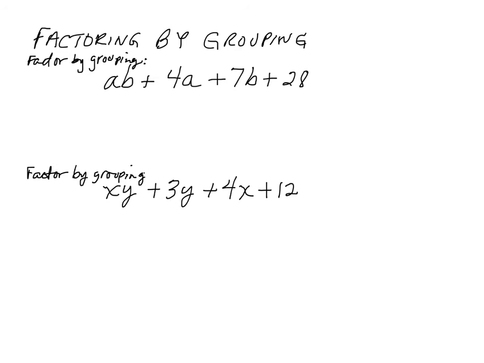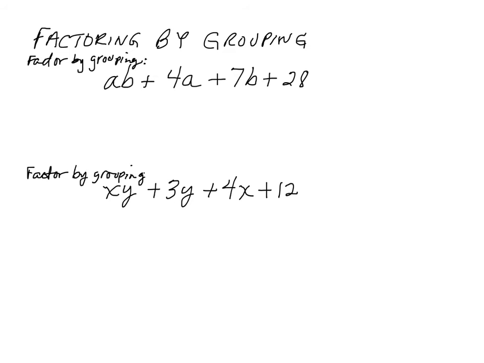Watch what I'm talking about. Watch and listen. Look at this first polynomial, ab plus 4a plus 7b plus 28. Now, look at the first 2 terms, ab and 4a. Do they have a common factor? Do they have anything in common? ab and 4a. They do. They have an a in common. All right? Look at the second 2 terms, 7b and 28. Do they have a factor in common? Yes, they both have a 7 as a factor.